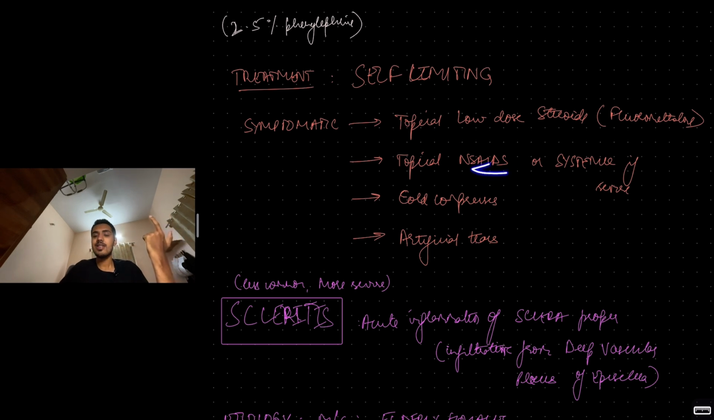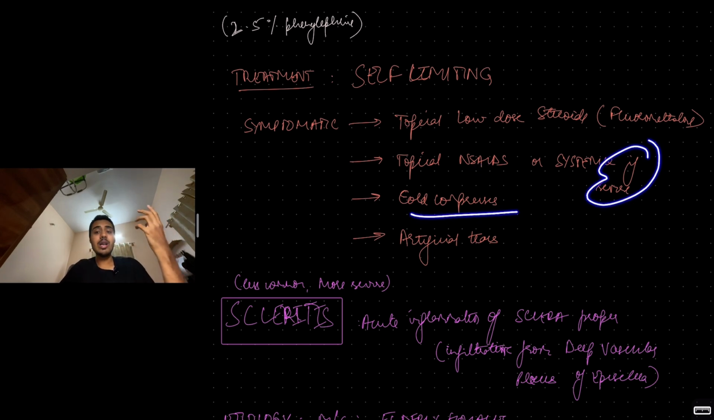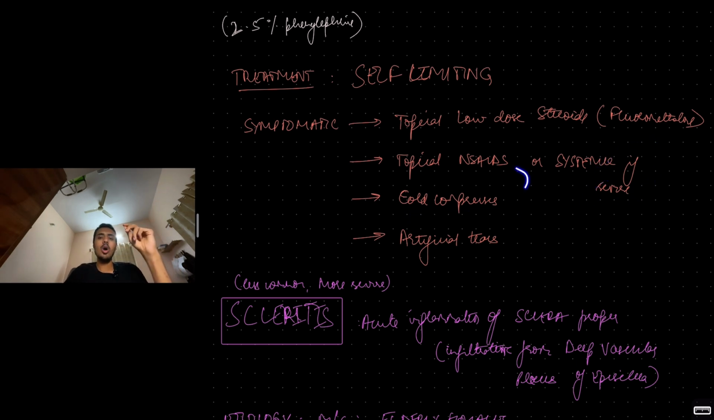NSAIDs, systemic NSAIDs if it is very, very severe. You'll give cold compresses, you'll give artificial tears like carboxymethylcellulose. All this is to basically reduce the irritation, reduce the foreign body sensation, reduce the inflammation. It is symptomatic treatment, but nothing too serious.